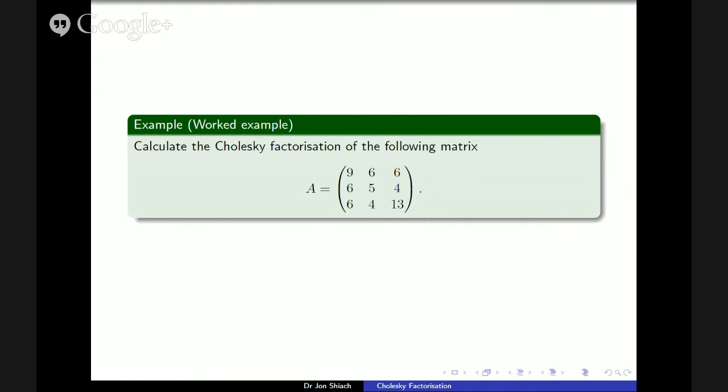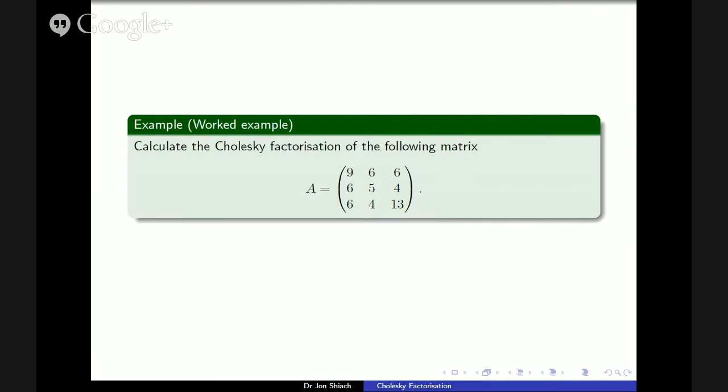Okay, so next one we go on to 5. So 5 is second row, second column. So it's L21 squared plus L22 squared. Okay, so L21 was 2. It's going to be 4 plus L22 squared. So 5 minus 4 is 1. So L22 squared is 1, therefore L22 is 1.